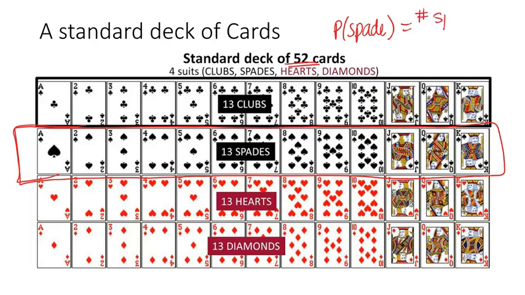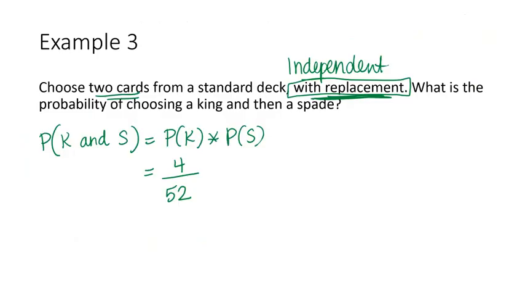So the number of spades goes on top. There are 13 of those still out of my total 52. Because these are independent, I was able to look at just the kings, just the spades, and then I'll be able to multiply those together. Now, how you do this is kind of up to you.